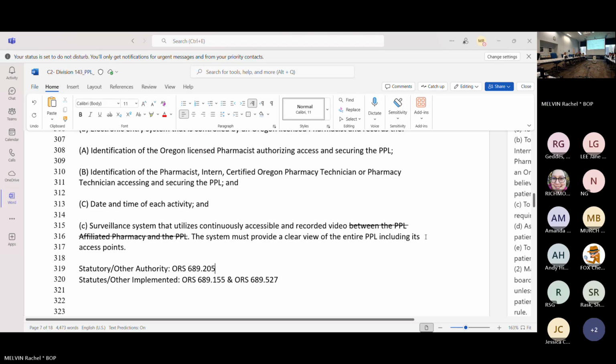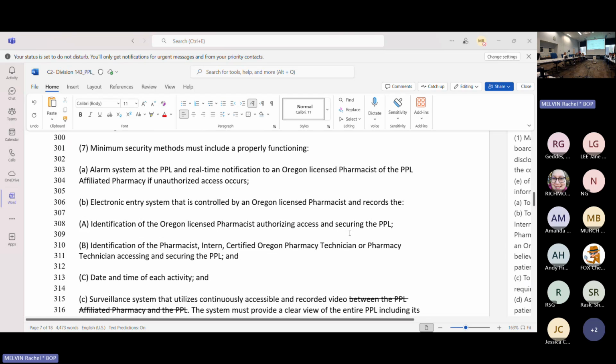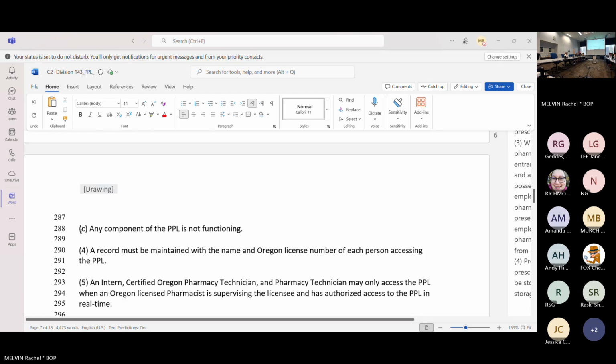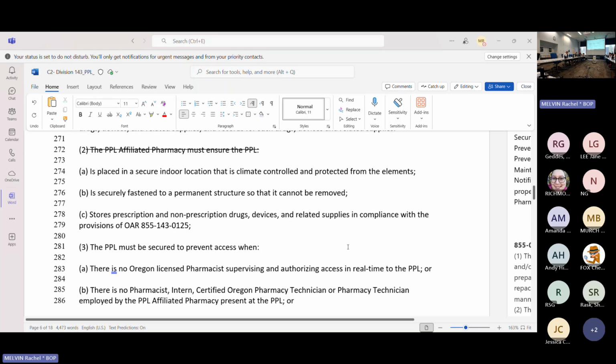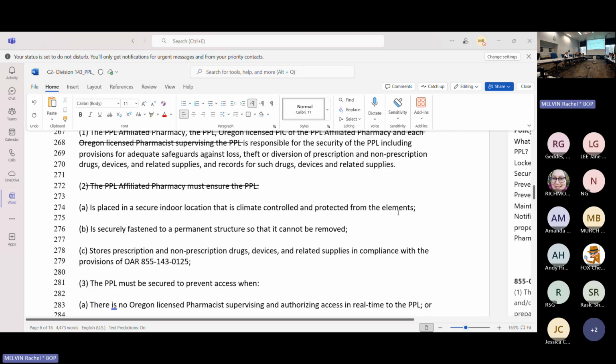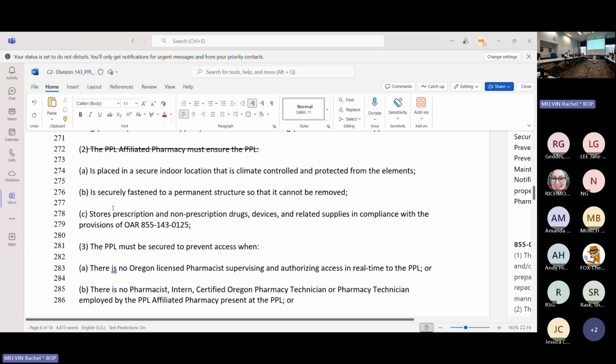Board member Joyce? Yeah, any, this is heresy, any component of the PPL not functioning is too broad, too much gray there, not enough black and white. Most of the other stuff makes sense, being permanently secured in the location for protection from natural elements, and the record keeping makes sense.